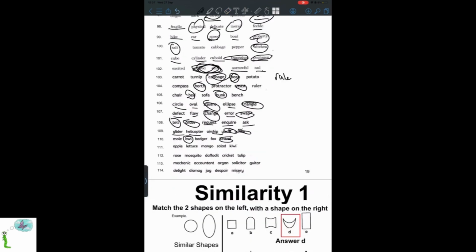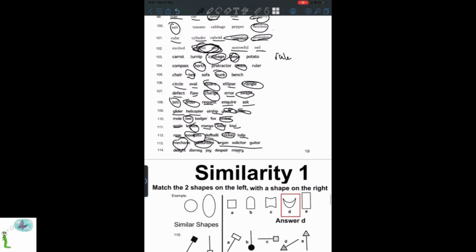Apple, lettuce, mango, salad, kiwi. Fruits, so it's going to be these two. Rose, mosquito, daffodil, cricket, tulip. Daffodil, rose, tulip, flowers, so it's going to be these two. Mechanic, accountant, organ, solicitor, guitar. Those three are instruments.